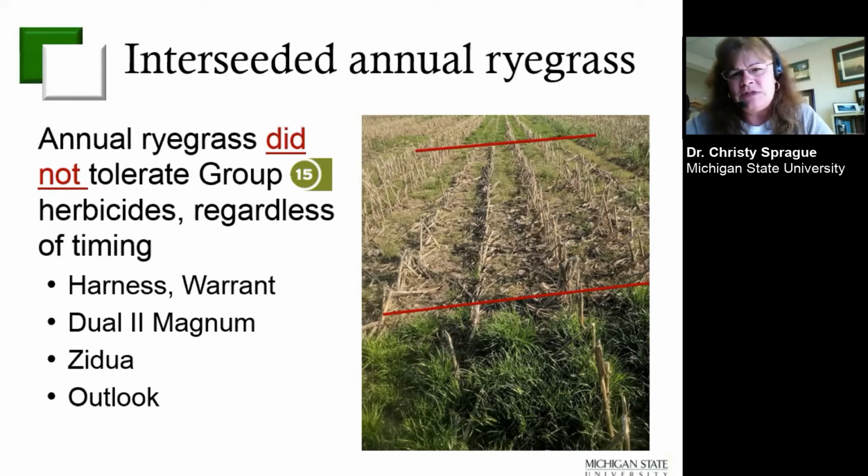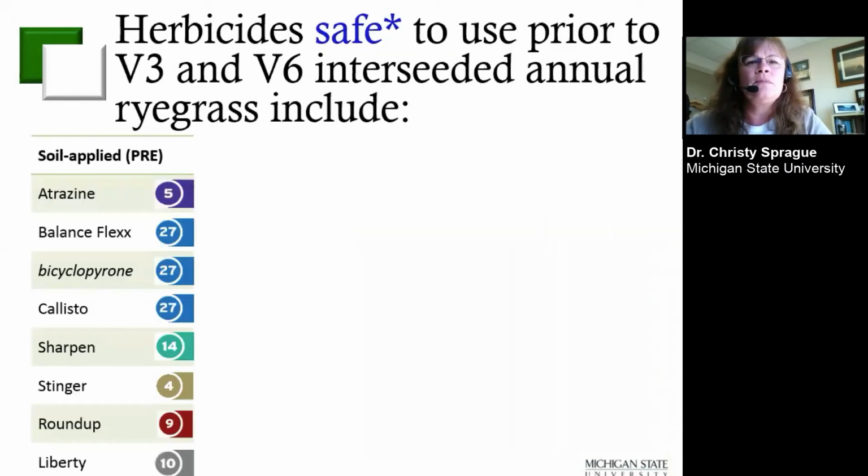So anytime we had a group 15 product, we just were not able to establish a good stand of annual ryegrass. Some of the products that were safe to use, we've got a good list here, and it's really looking at what the products are as well as what their herbicide site of action group is. And these were all safe to interseed after these pre-emergence applications, either if the interseeding happened at V3 or V6. So things like atrazine, the 3 HPPD inhibitors that we looked at, Balance Flex, bicyclopyrone, Callisto, Sharpen, Stinger, Roundup, Liberty. Again, prior to making that interseeding, all these herbicides were safe.